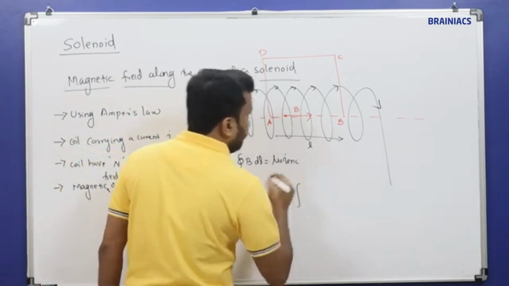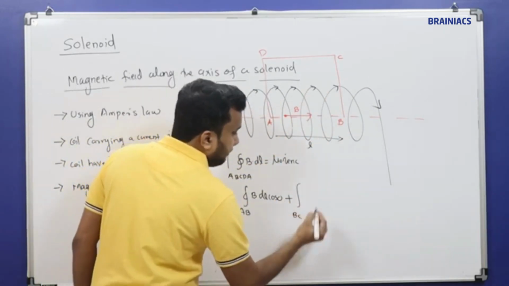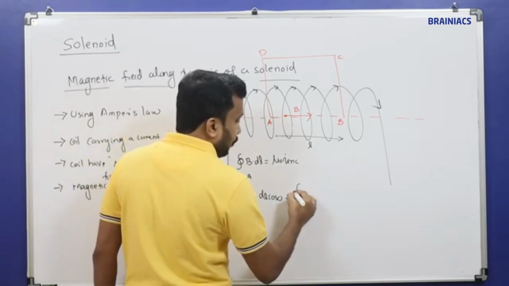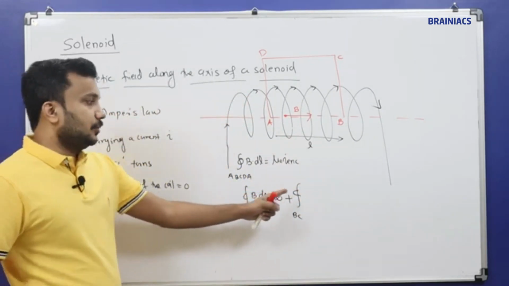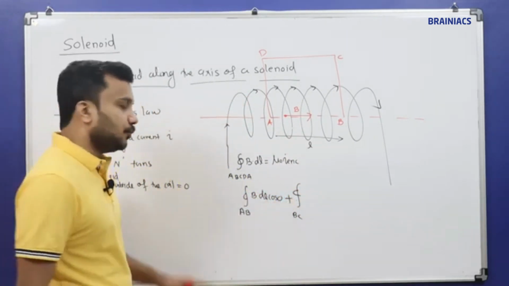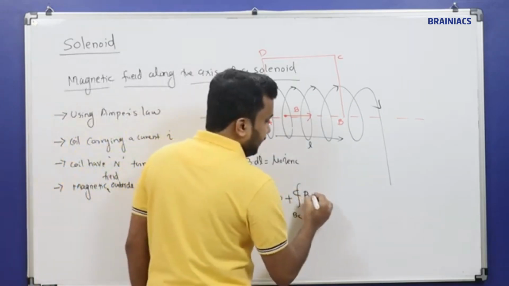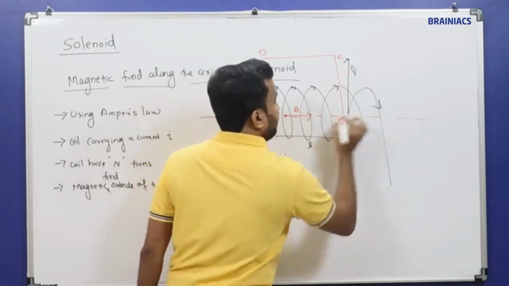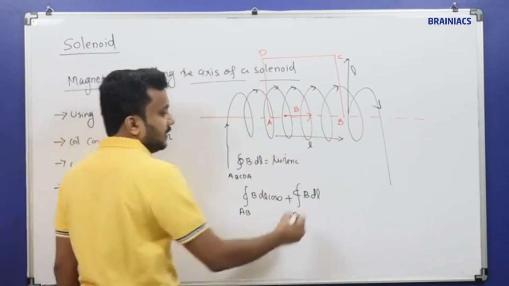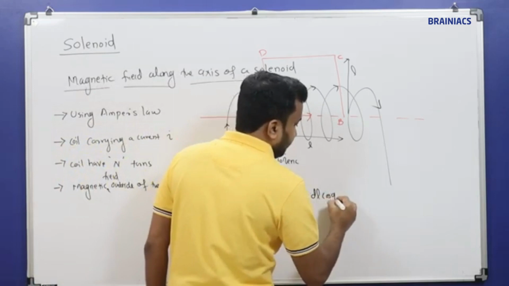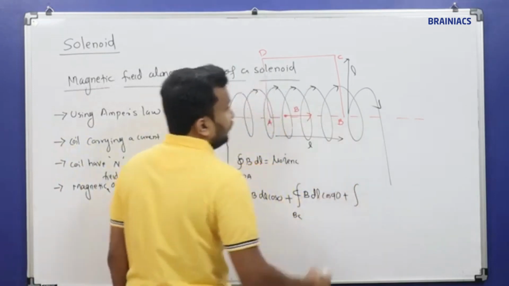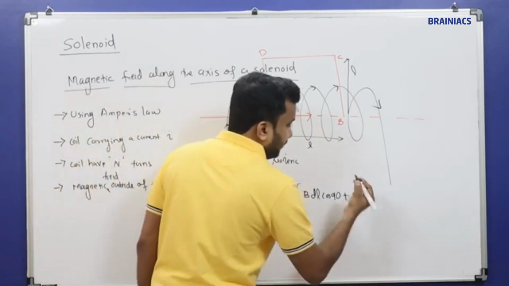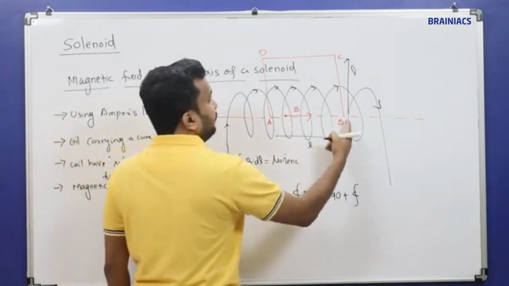Plus the second one, BC, again an open integral. This is not a closed integral; half circle means open integral. B into dl, length. Now length is like this, magnetic field is like this. What's the angle between them? Cos 90. Plus again an open integral, not a closed integral. AB is over, BC is over.